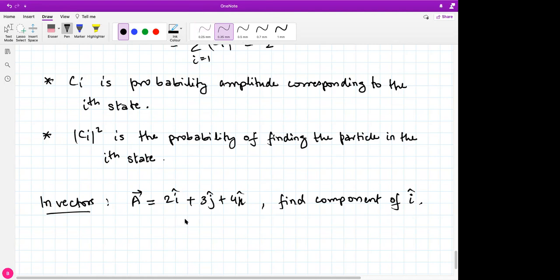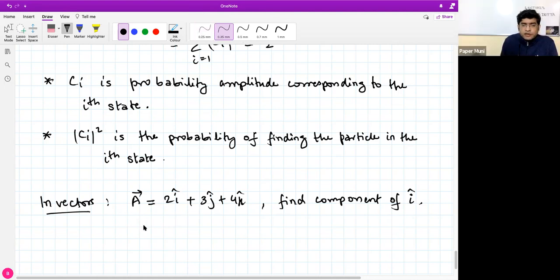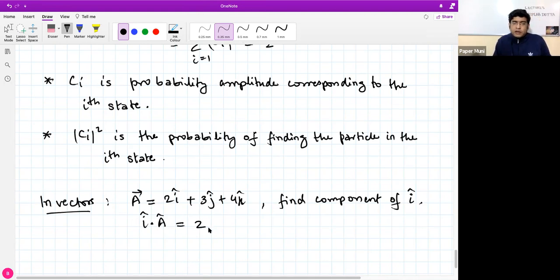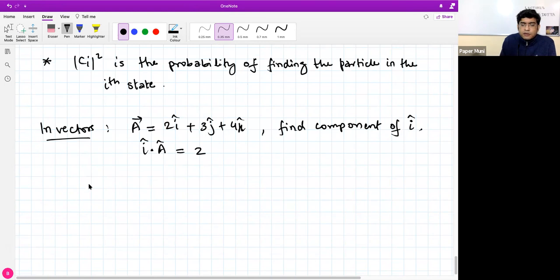A dot I cap, E dot... yeah, I. So you just take A dot I cap or A dot I, whatever it is, both ways it's the same. So you take this product and you get 2, right? Now this is what we do in this thing also.